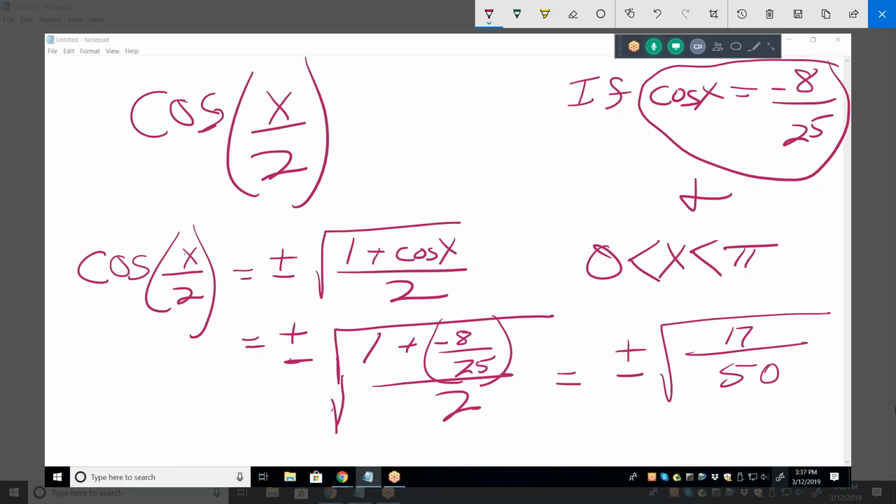Now, the solution, when they tell you that the cosine of x is minus 8/25, and we know that x is between 0 and pi, which quadrant is it in? Correct. So, hold on a second, let me think about this for a minute. So the cosine of x over 2 has to be in which quadrant?